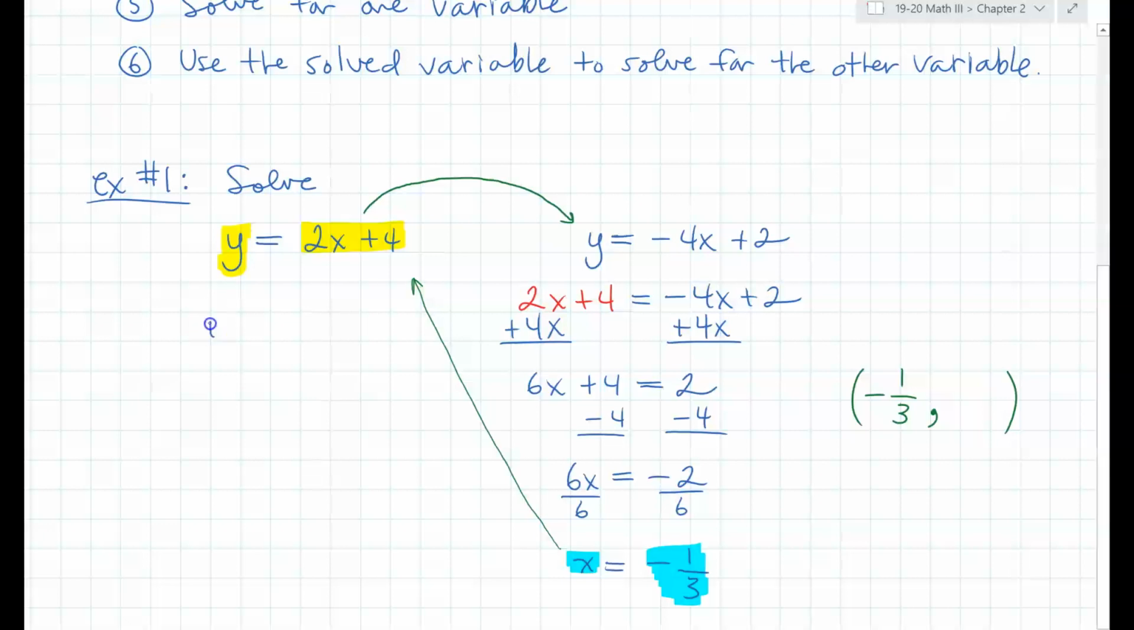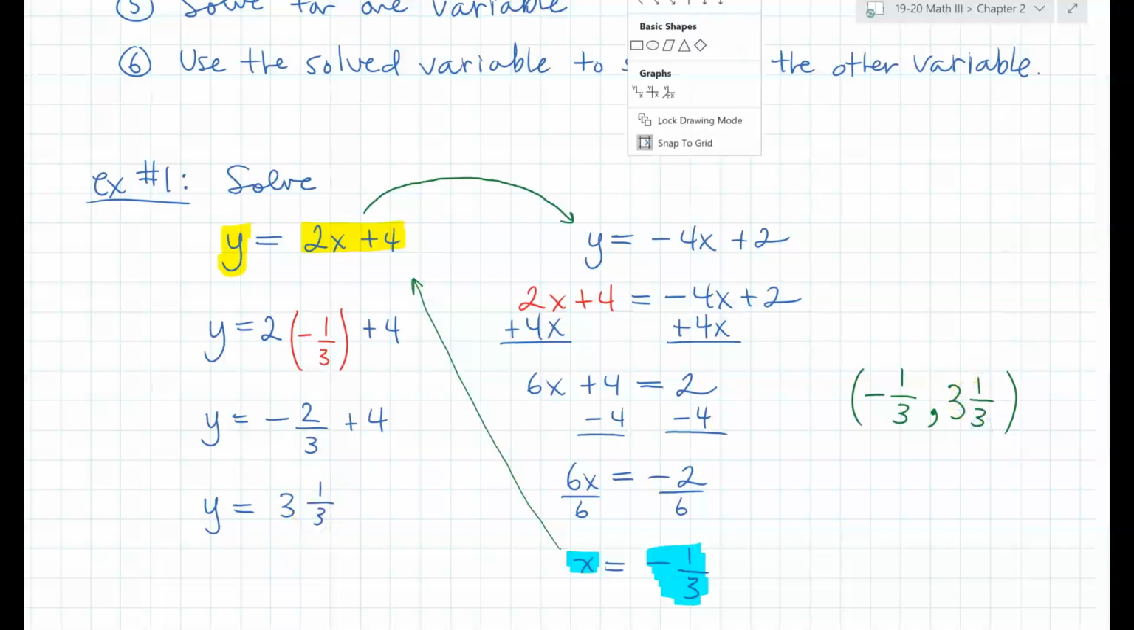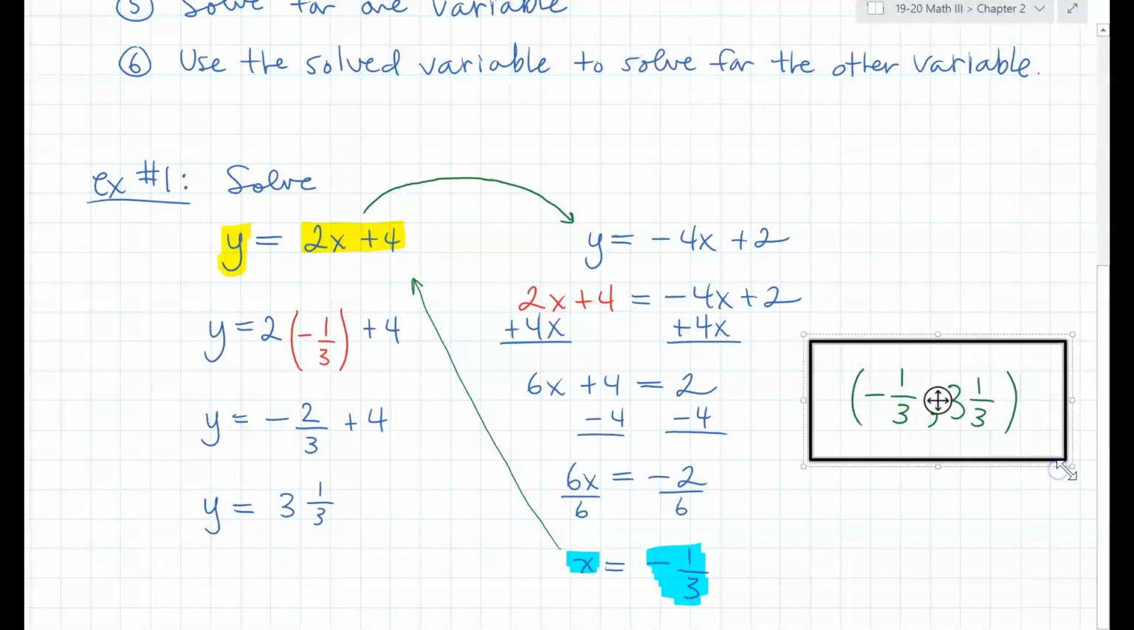So here we go. y equals 2 times negative 1/3. I'm just changing the color because I want you to see what happened. And then let's multiply here. So y equals negative 2/3 plus 4. And negative 2/3 plus 4 is 3 1/3. So I'm going to put that answer in the point that I have over here. 3 1/3. And there's my answer.